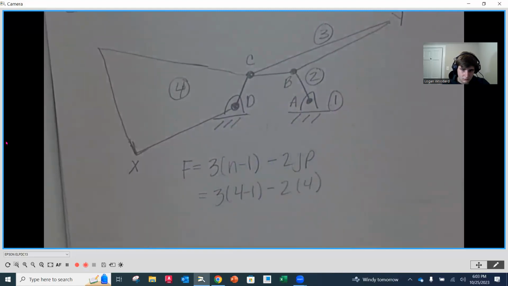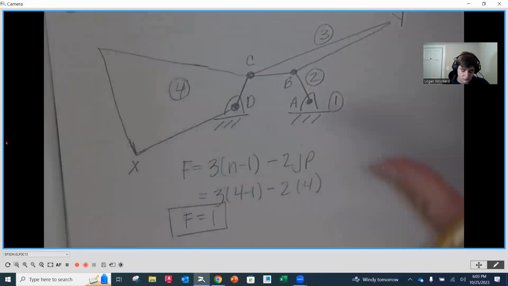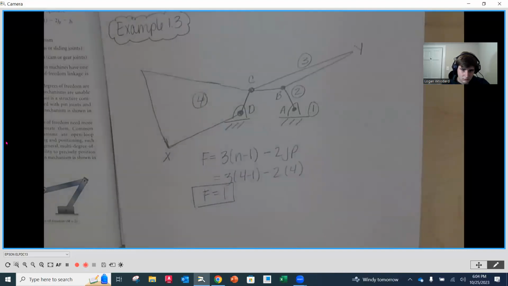It's not a bad idea, even if you know it's going to come out to 1 and you just mindlessly put these on there, because this will also check to see if you forgot anything. If you don't have 4 links identified, which one am I missing? If you don't have 4 joints identified, which one am I missing? So my F is equal to 1, as I would anticipate. You should always have an idea of how many degrees of freedom you should end up with, and you should end up with that number.